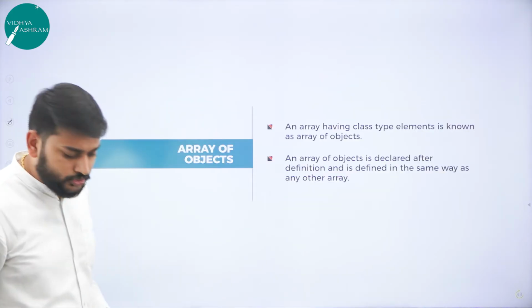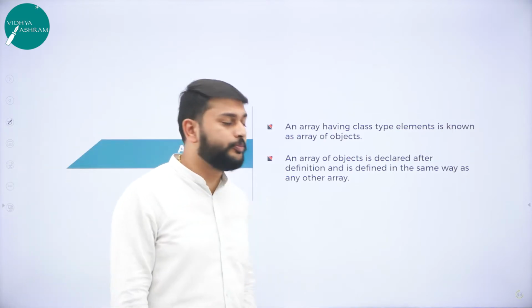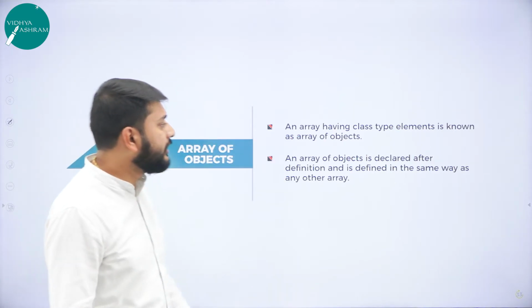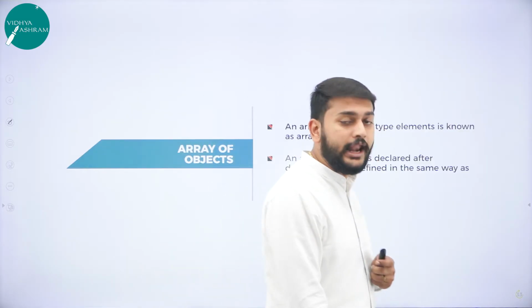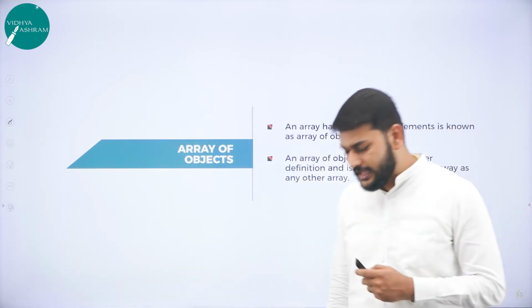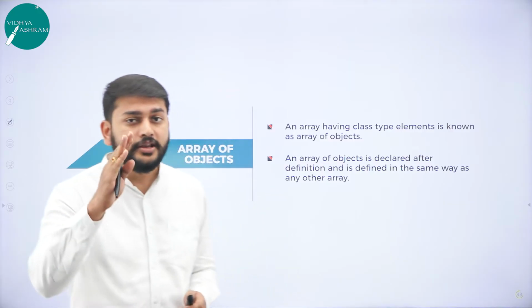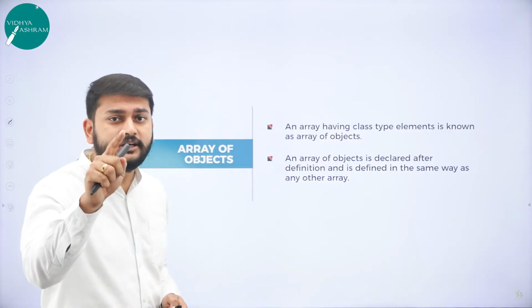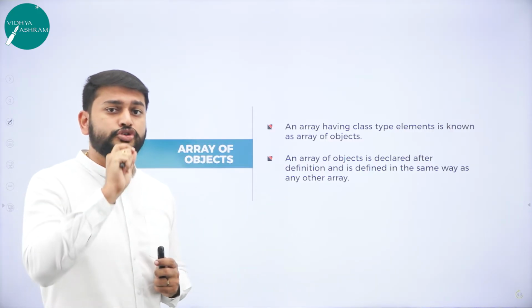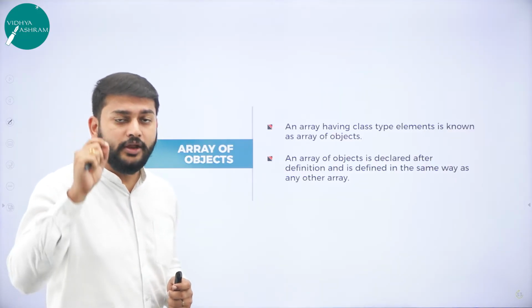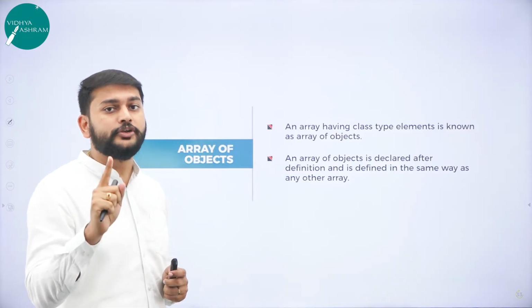Array of objects. What is the meaning of array of objects? An array having class type elements is known as array of objects. So we are not understanding anything by this definition. My dear students, you need to concentrate. You need to listen to me now. So take a notepad and make a note of all the points which I am going to explain now.